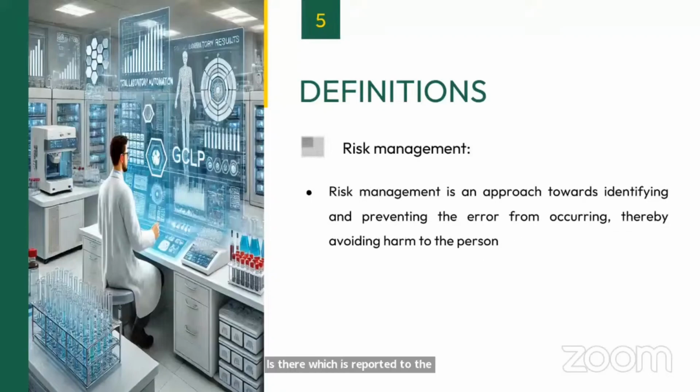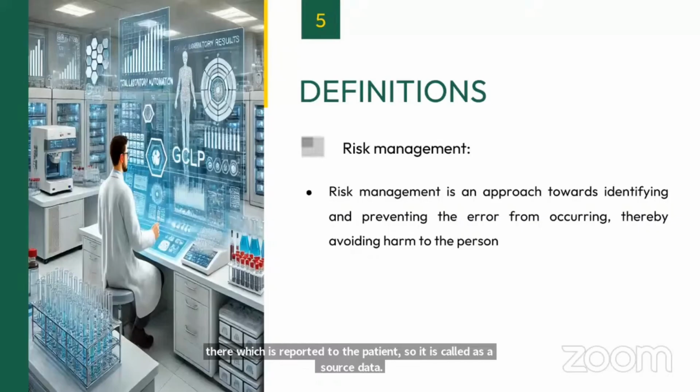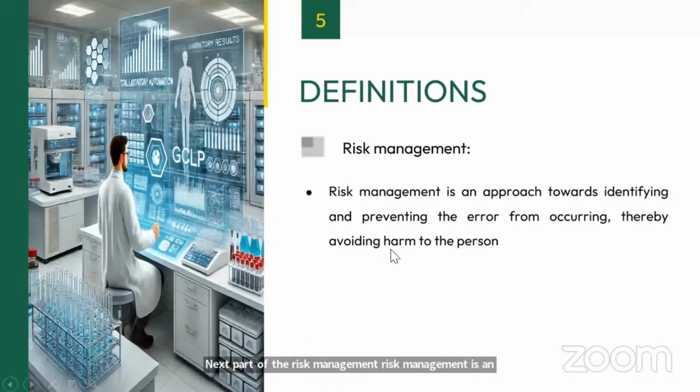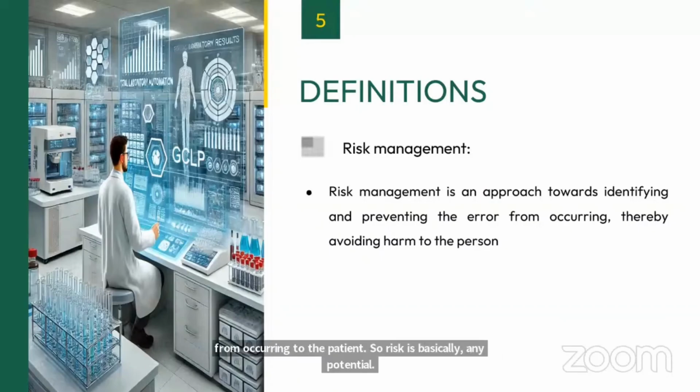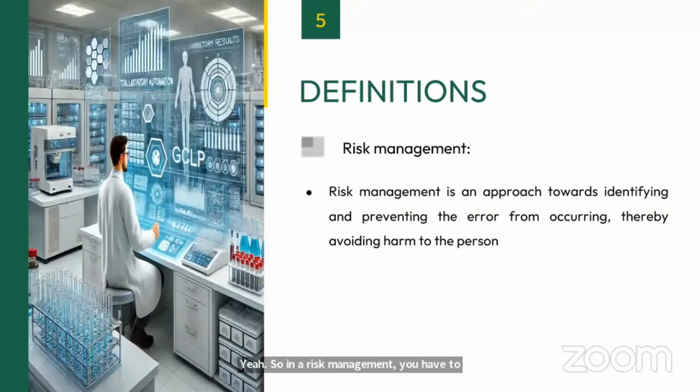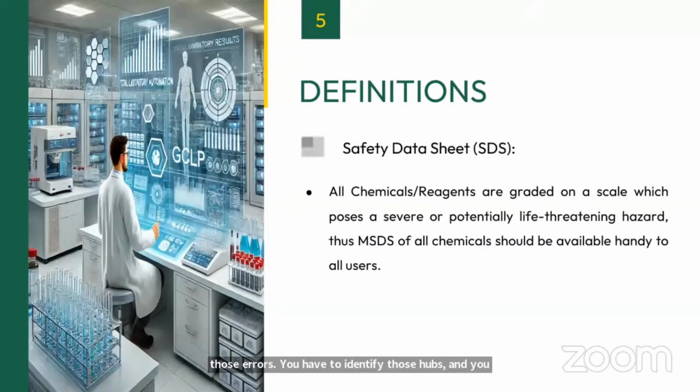Next part is the risk management. Risk management is an approach towards identifying and preventing the error from occurring, thereby avoiding harm to the patient. So risk is basically any potential harm or any potential error. So in risk management, you have to identify those errors, you have to identify those harms, and you have to rectify, you have to eliminate those harms. That is risk management.